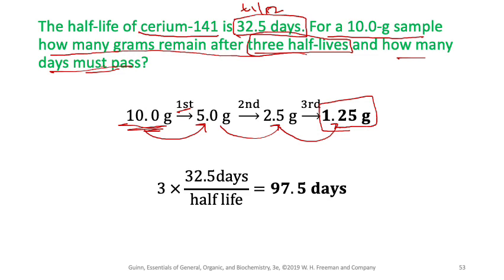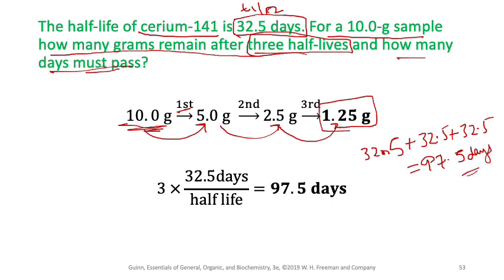So what you need to do, you have 3 half-lives, you can do it 2 ways. 32.5 plus 32.5 plus 32.5. So how much is it going to be? It's going to be 97.5 days. Right, so this is one way of doing it. Just add all the three half-lives. That will give you the total number of days in those three half-lives.